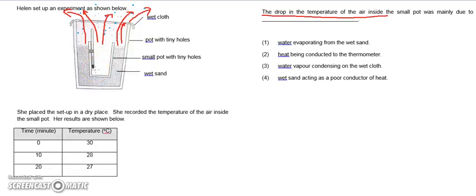So the reason why it has dropped is because heat managed to escape. So wet sand acting as a poor conductor of heat does not explain the drop in the temperature of the air inside. Okay, so the answer is quite obvious. I'll repeat my video once again if you don't understand how to derive the answer. If you already understood, then just remember what has happened in this diagram so that during the test you will be able to answer it well.